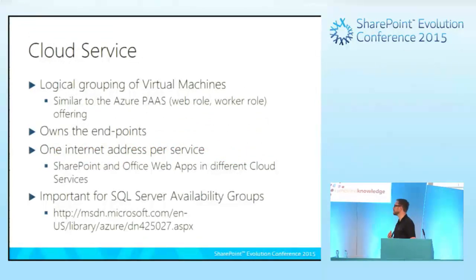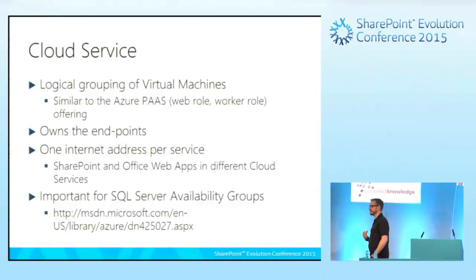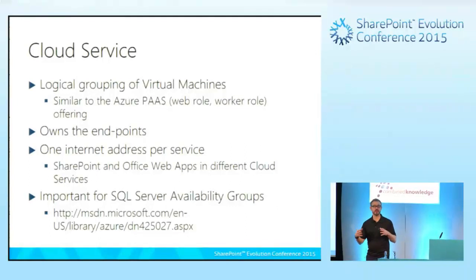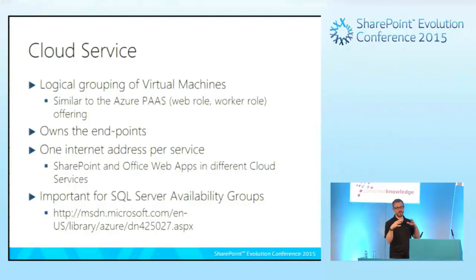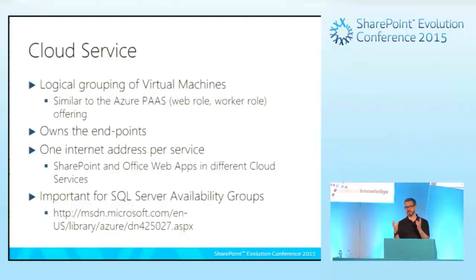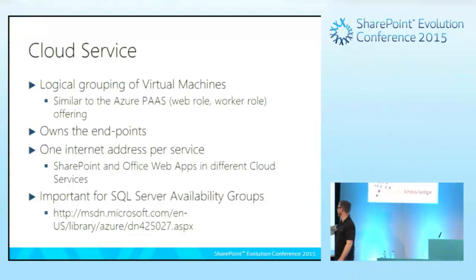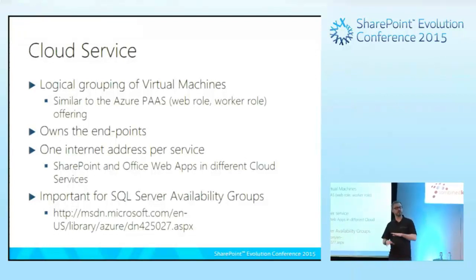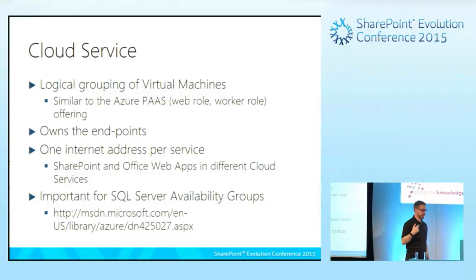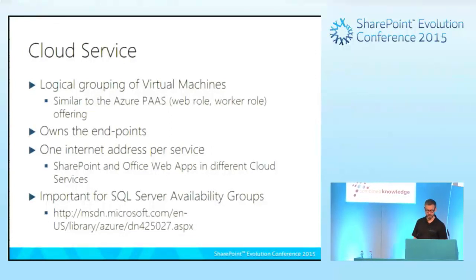Everything is grouped into cloud services. A cloud service is basically a collection of machines that has endpoints. So that's a grouping within Azure. And the cloud service owns the endpoints and the load balancing around those. It's a very important thing for SQL Server availability groups: if you use SQL Server Always On availability groups, you need to have the availability group in a separate cloud service from SharePoint, for instance. So that has to do with the endpoint. You can't load balance the Always On availability group within a cloud service.